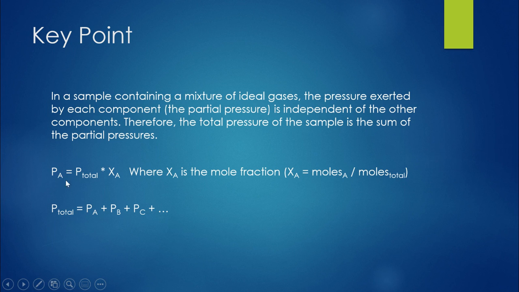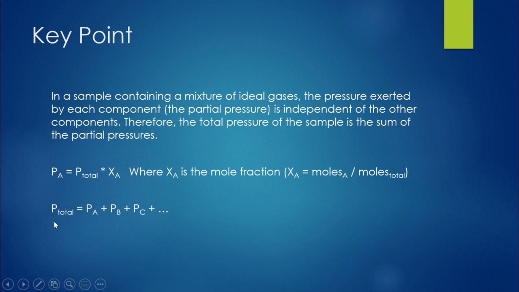So this is written down here, where the partial pressure of gas A is equal to the total pressure times the mole fraction. So this is the moles of A over the total moles. So let's say only 10% of the moles, 0.1, were moles of A, and the pressure was 10 atm, then we would do 10 atm times 0.1 to get the partial pressure of just A. So that's the pressure exerted just by gas A.